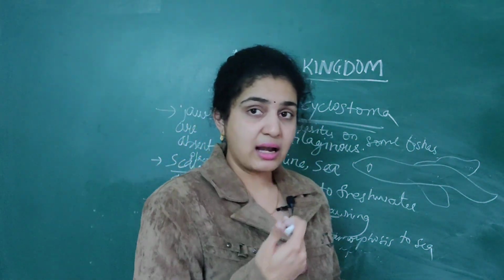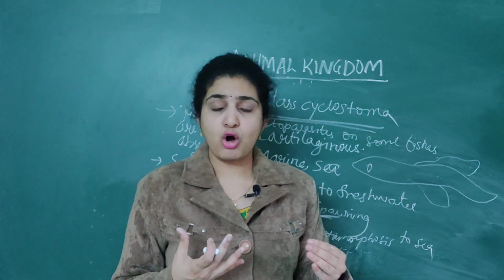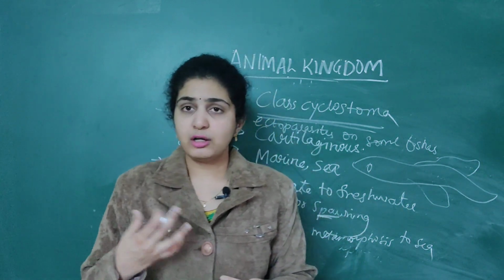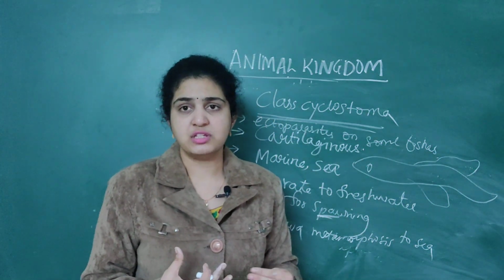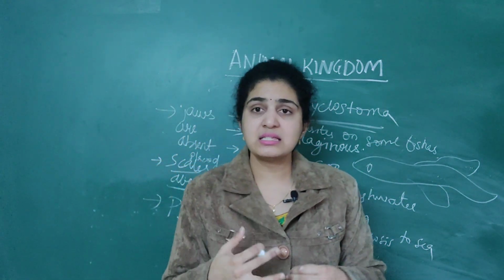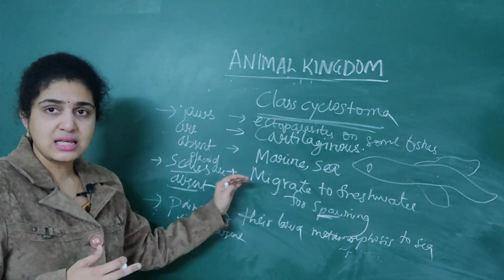Next, in the other classifications we have seen, aves, birds, mammals, reptiles, they will not have the same feature. That you should remember. They will have tetrapods, that is, limbs will be present for them. So this is about the class Cyclostoma.